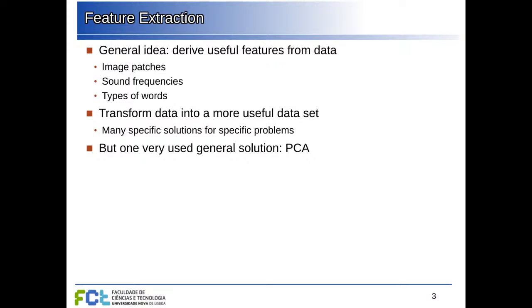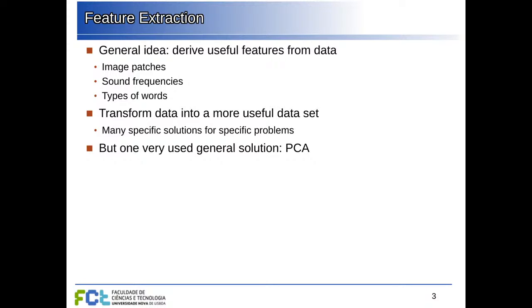So the idea is to derive useful features from data. This can be structured data that is too large, or we have lots of dimensions and we don't want to use everything, or it can be unstructured data like images, sounds, documents with words and so on. And we want to transform that data into a useful data set for solving some particular problem. We want to do classification, or we want to do clustering or something like that, and we could use a neat table with the same number of features for all examples, etc. So we may need to do some transformation like this.